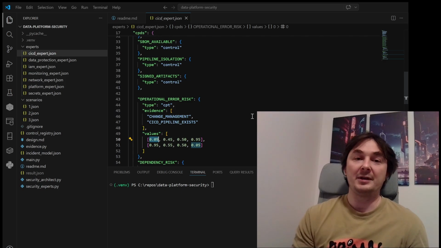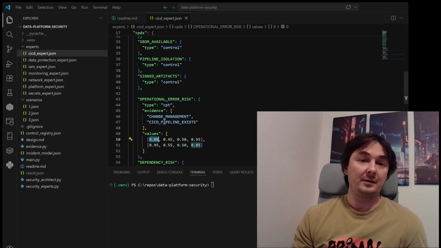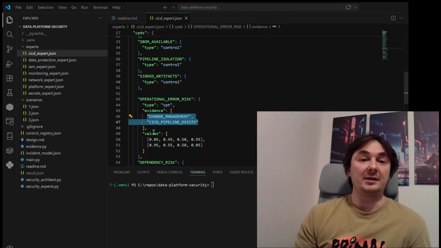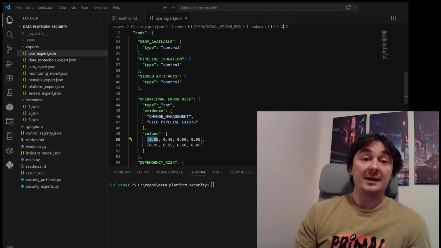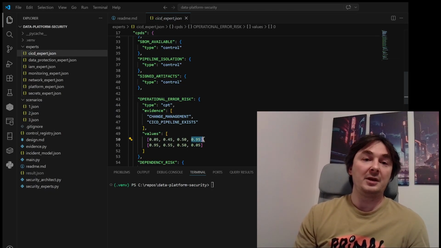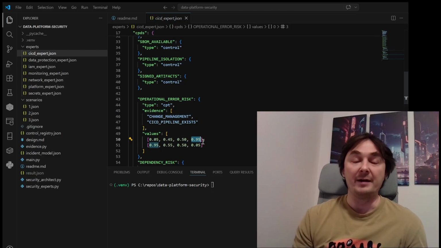So it is very unlikely that this risk doesn't exist. And at the same time, if both of those are true, that means that the probability of this risk being not valid is quite likely. The probability of this risk being false is 0.95.